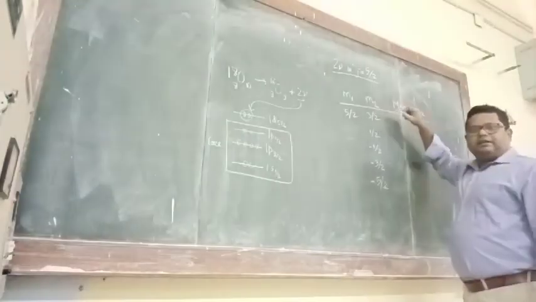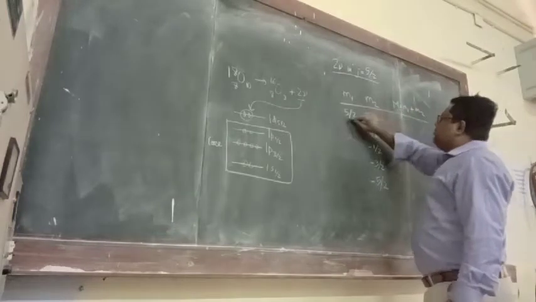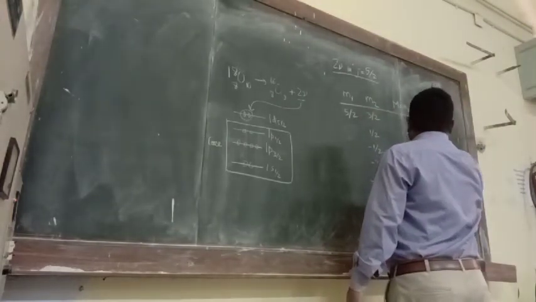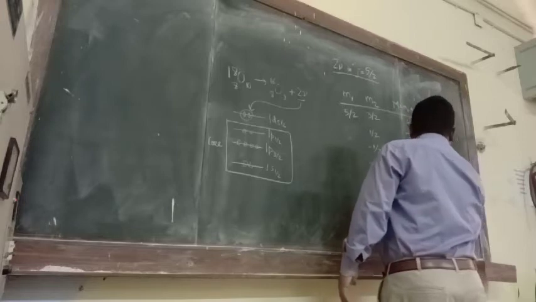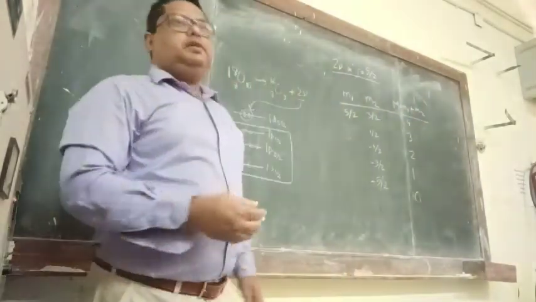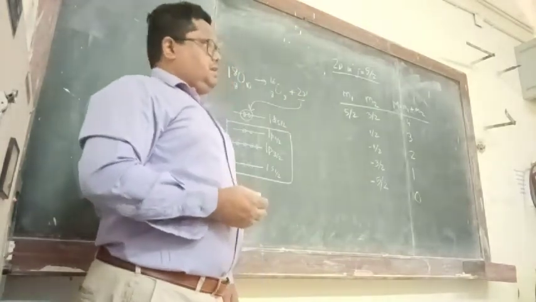Now I am going to sum for you. Let us do the sum. So, what is the sum here? 4, 3, 2, 1, 0. Check for yourself. Okay?